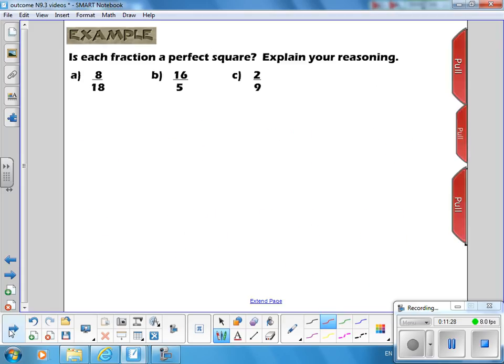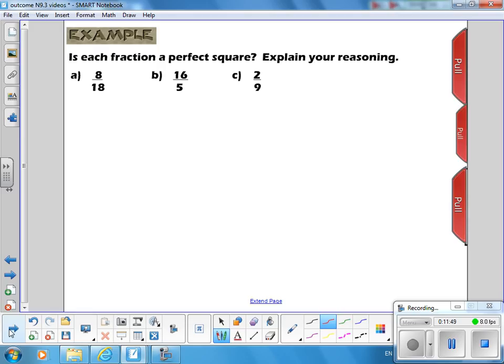All right, let's look at the following. Is each fraction a perfect square? Explain your reasoning. So remember, in order to be a perfect square, we need to find two factors that multiply to the top and two factors that multiply to the bottom, of which they had to be equal. So let's look at 8 over 18.